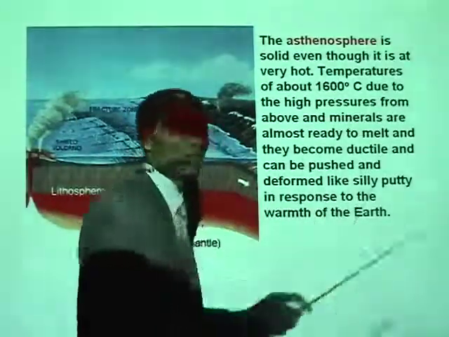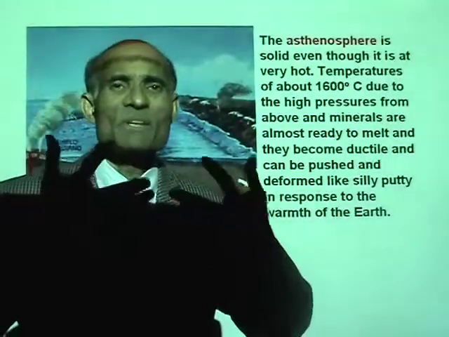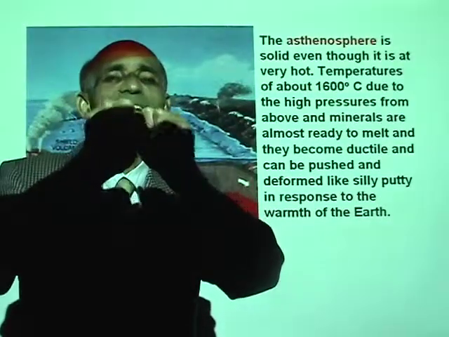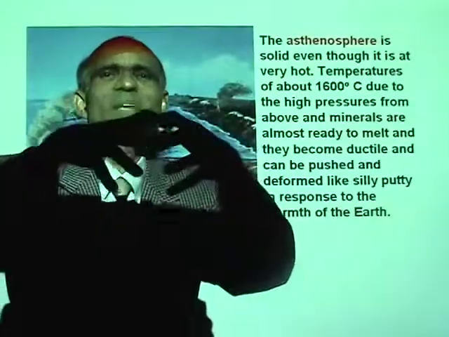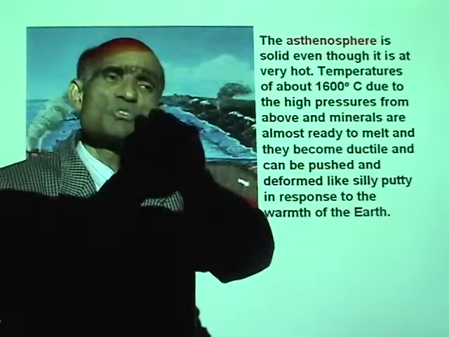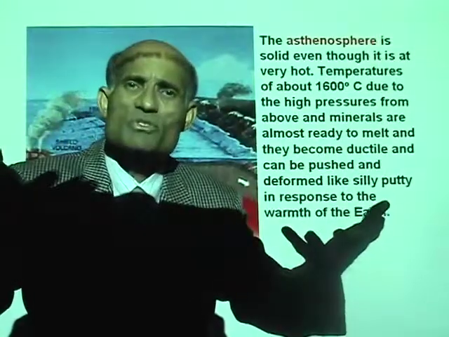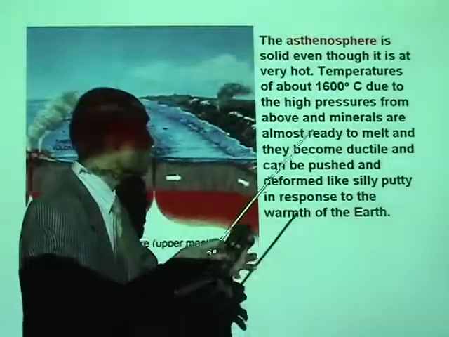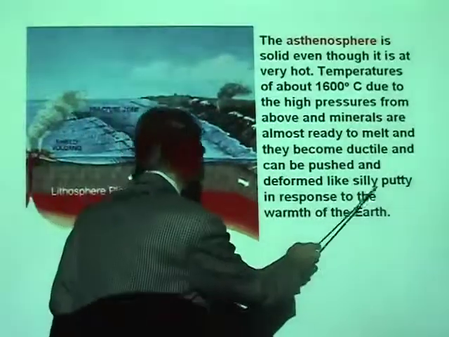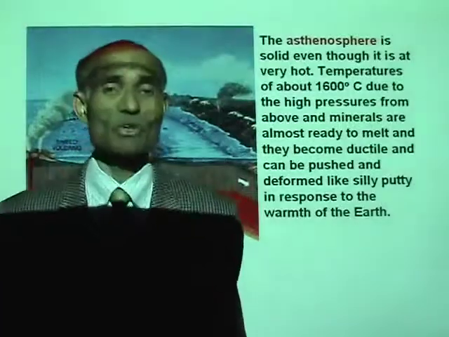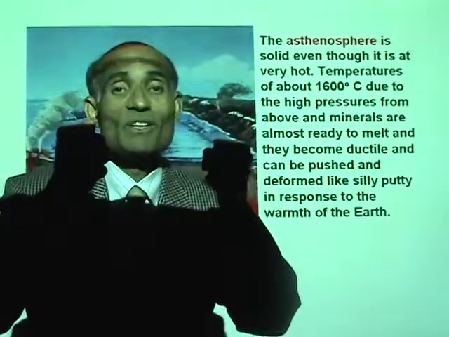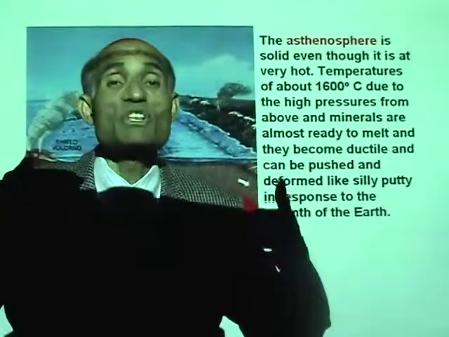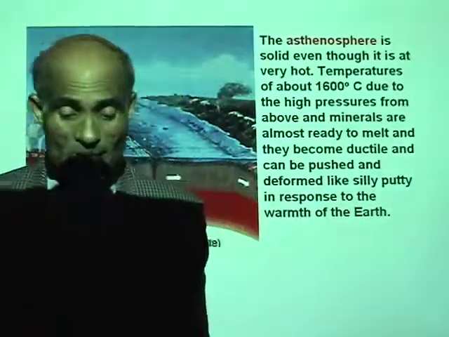and become ductile. What is the meaning of ductile? If a substance is ductile, it can be bent easily, it can be shaped easily, it has some plastic characteristics. Like silly putty, you know, you work with this putty to shape it into different playing things. That's right. That means it's ductile and can be pushed and deformed like silly putty in response to the warmth of the earth. When subjected to pressure, you can actually make it change its shape. Although it is solid, it exhibits the characteristics of a semi-liquid.